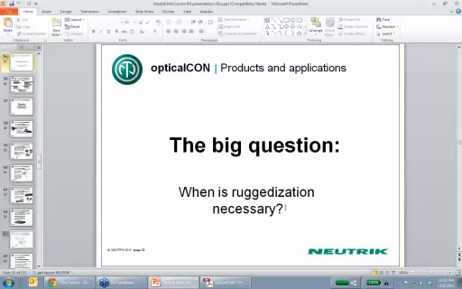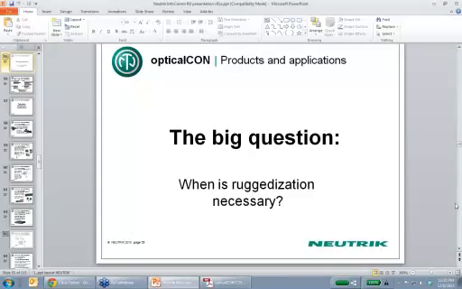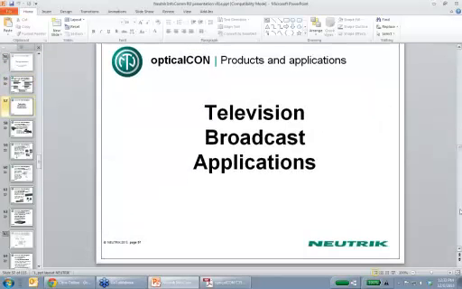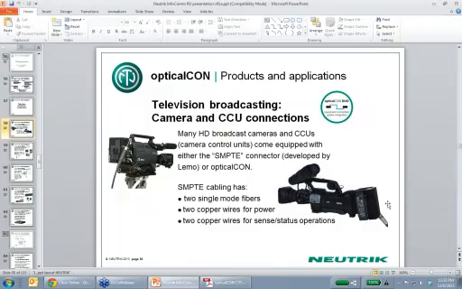But when you've got a patch point, okay, you're patching from point A to point B, we want you to have a rugged chassis connector on each side. We want you to have opticalCON on both sides there so that that patch point is going to stay successful. Other than that, behind the rack, use that cheap cabling. All right, so let's take a look at some of these different AV applications.